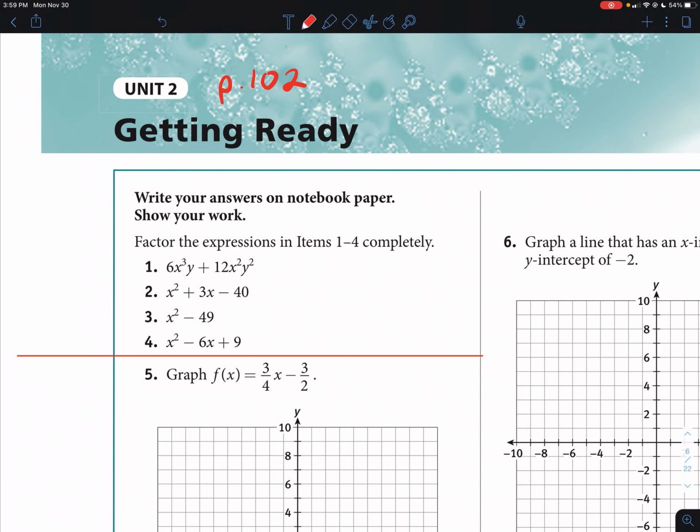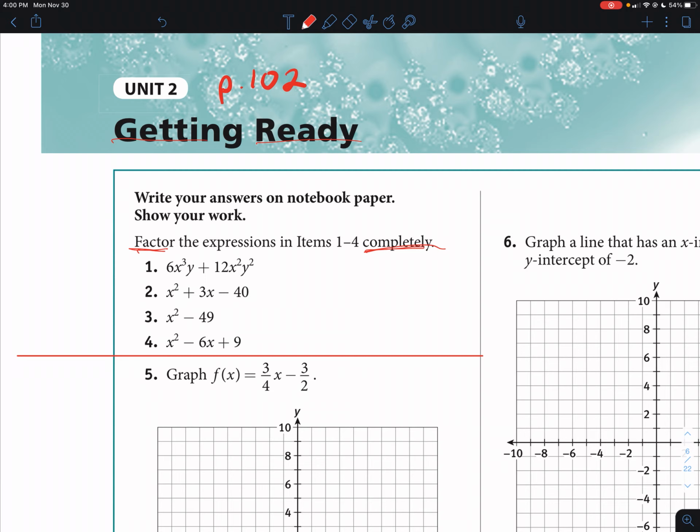We're going to talk about the getting ready. So instead of pushing this out to y'all and saying, hey, try something, I'm just going to walk you through these problems. And follow along with me. Treat this like notes, okay? On the first part here, it says write your answers on notebook paper. Show your work. Okay. Factor the expressions in items 1 through 4 completely.